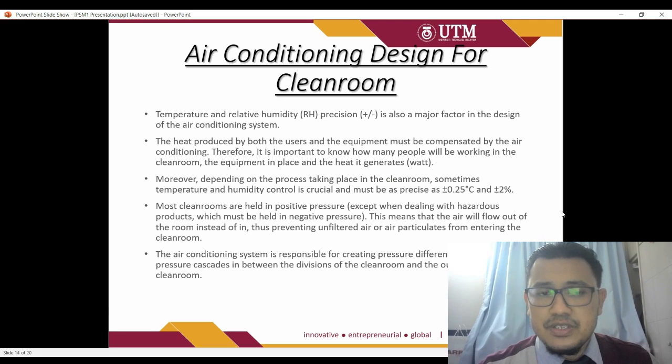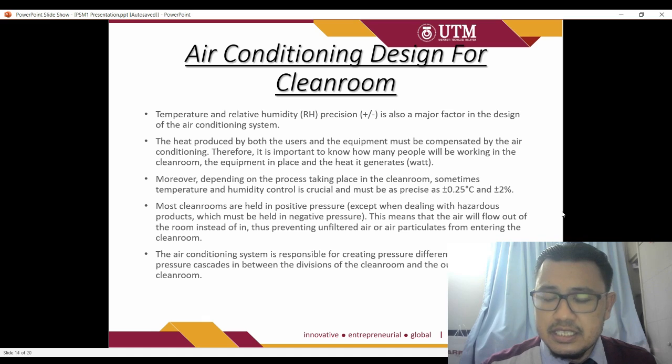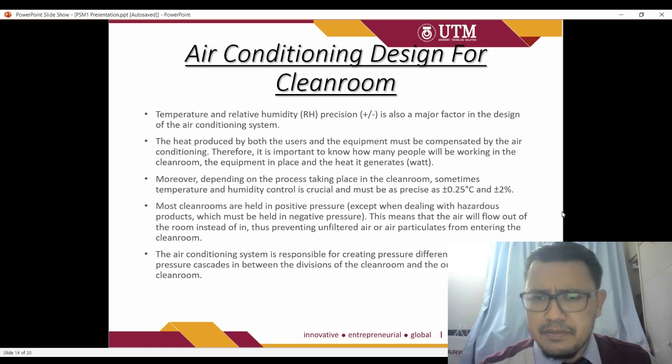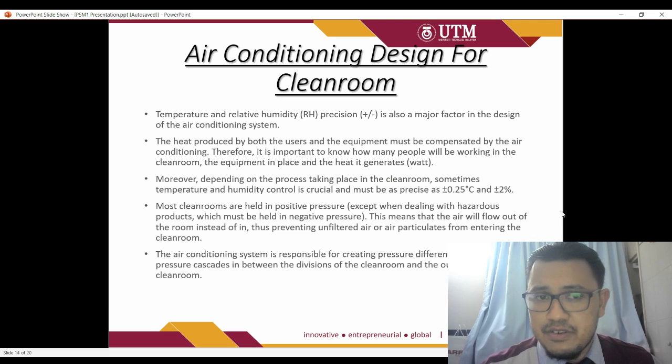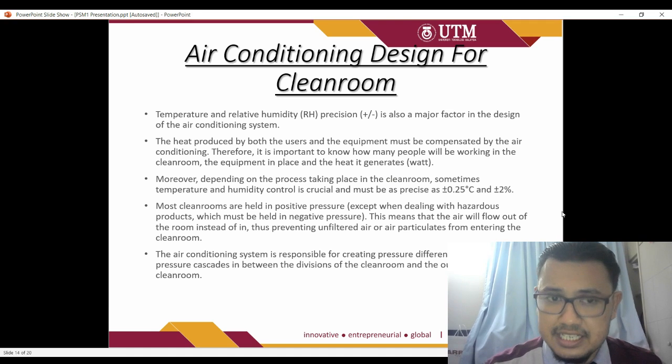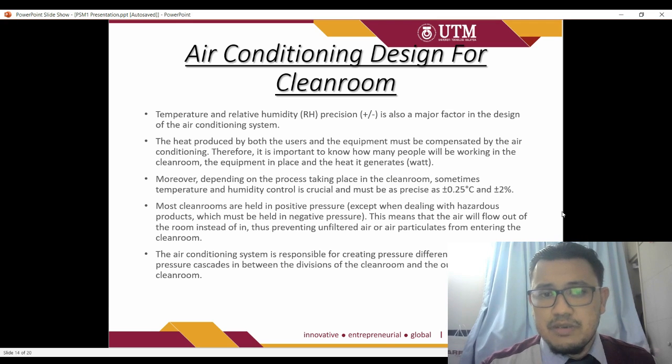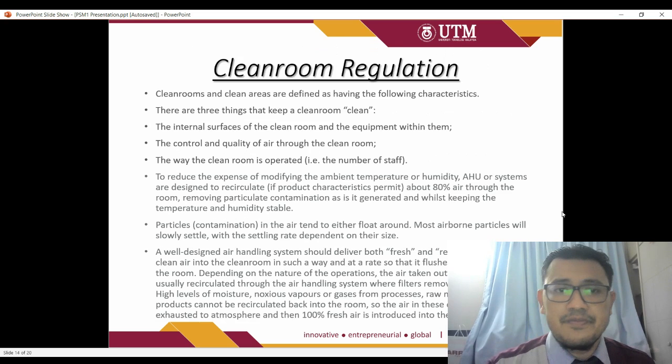Then the most important thing is that clean rooms are held at positive pressure, except for some, what we call explosion proof or some chemical production areas, which means the air will flow out of the room instead of into the clean room. This is to control the particles inside the clean room to maintain cleanliness. The proposed design for the aircon is responsible for creating the pressure differential to keep the pressure cascade between the divisions of the clean room and outside the clean room.